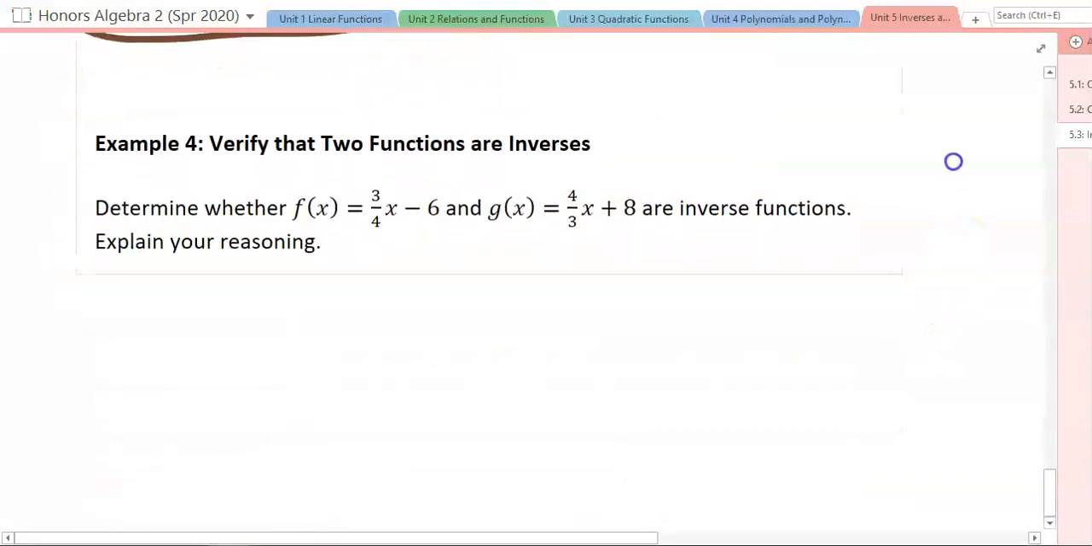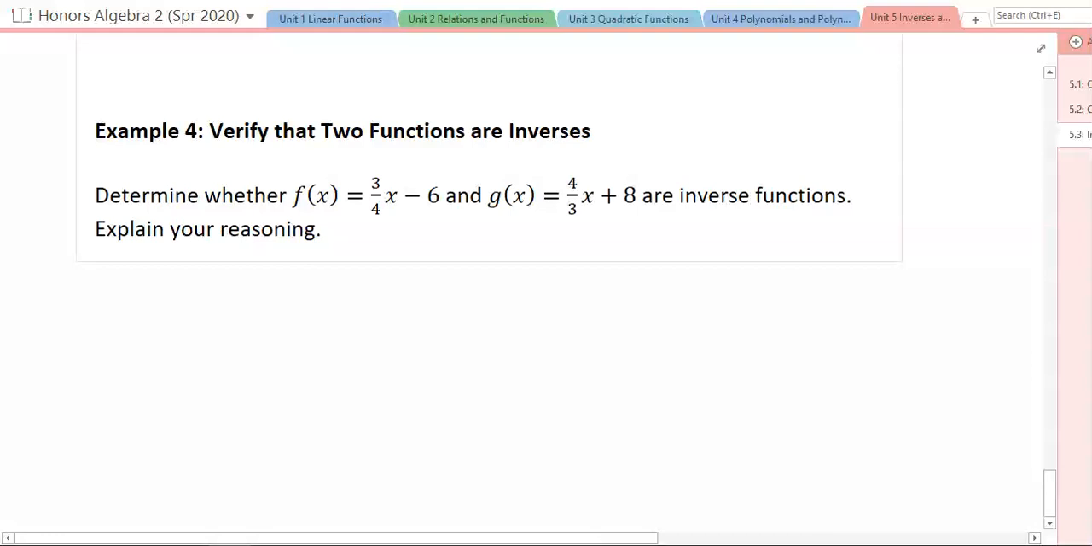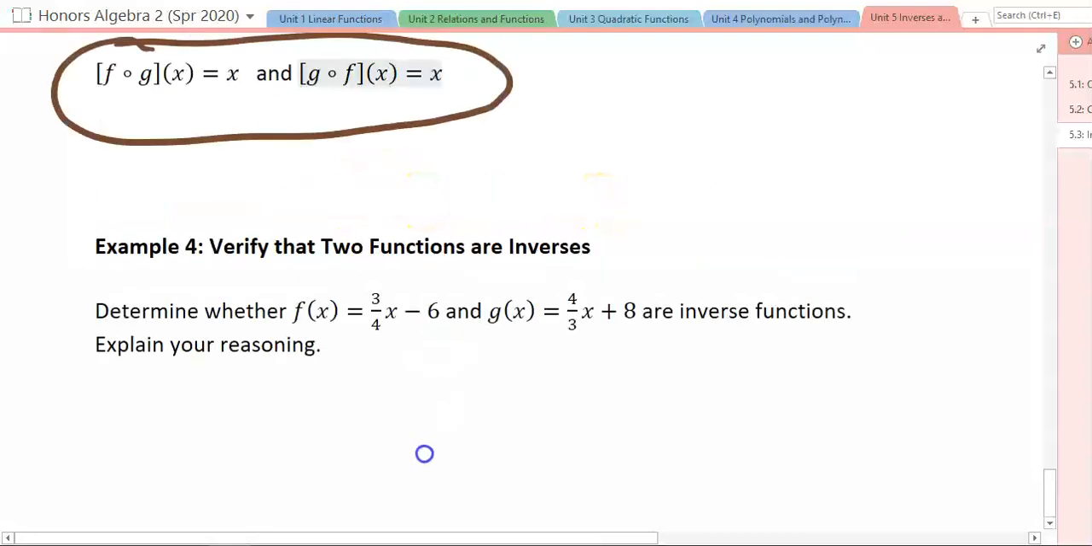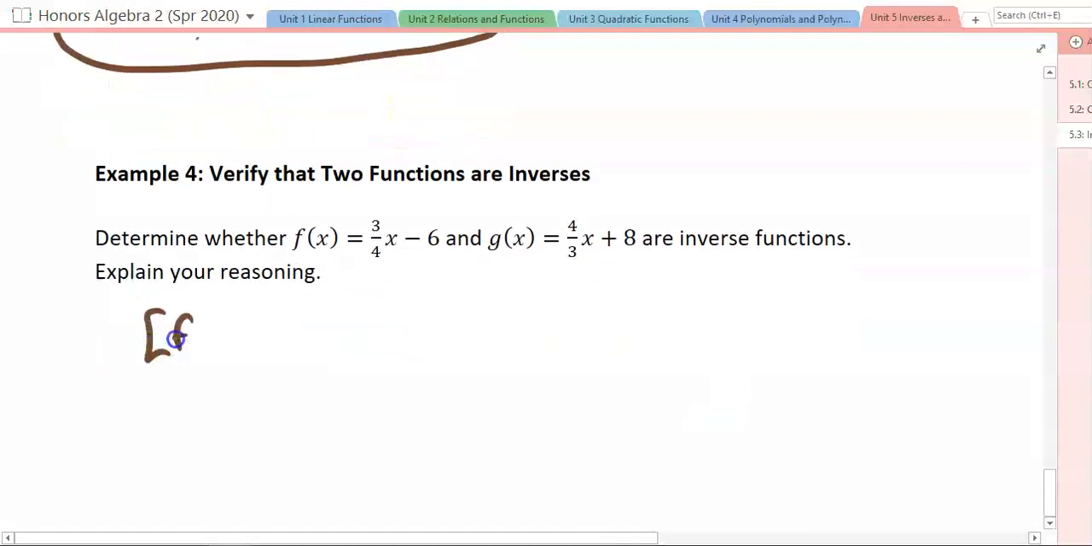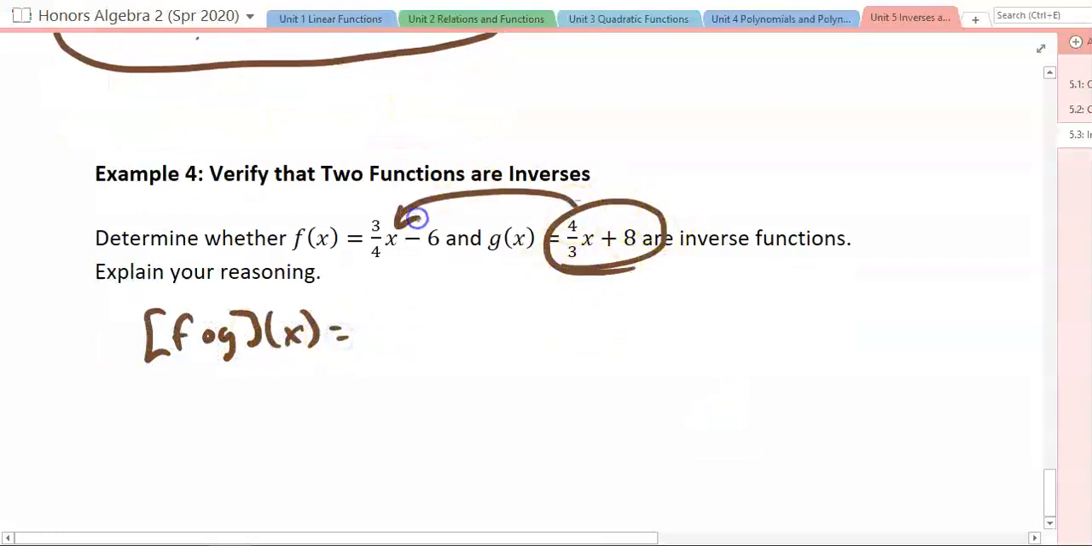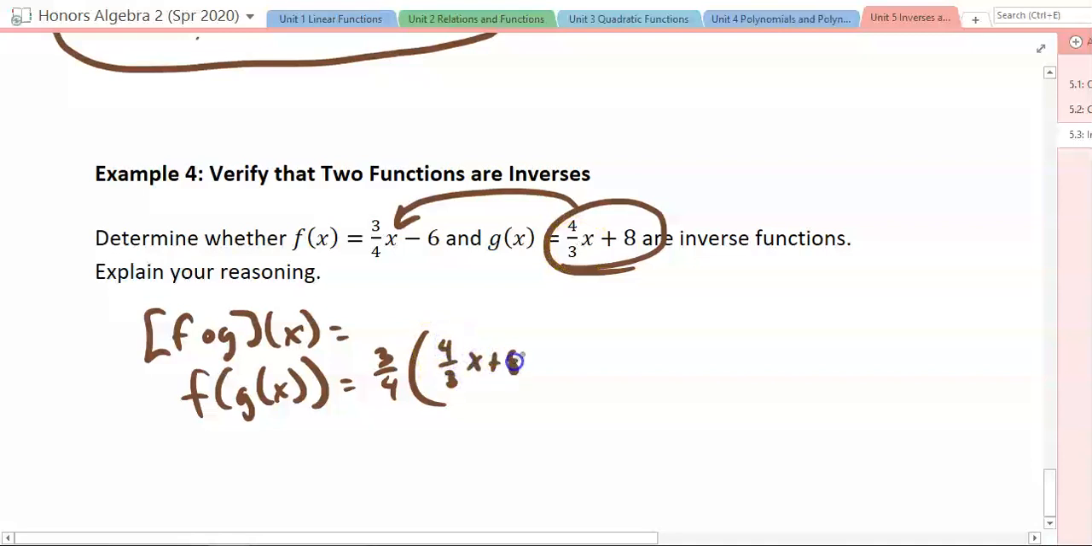So what does that mean to a problem? Let's take a look at this last example that we have. Verify that two functions are inverses. Determine whether f of x equals 3/4 x minus 6 and g of x is equal to 4/3 x plus 8 are inverse functions. So what we're going to do is we're going to take both of these statements that we see here. And so I'm going to do f of g first, which means I'm taking the g function and plugging it into the f function. Because remember, f of g of x, what's the interior, what's the exterior function? So what I'm going to get is the 3/4 times the 4/3 x plus 8 minus the 6.